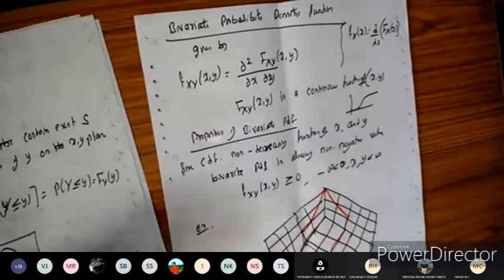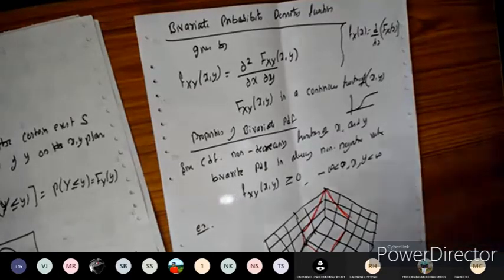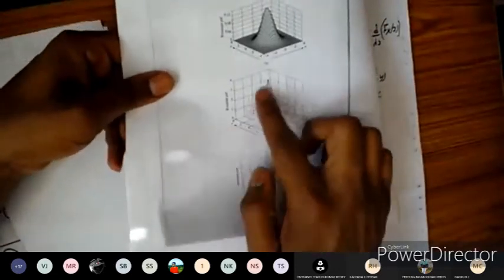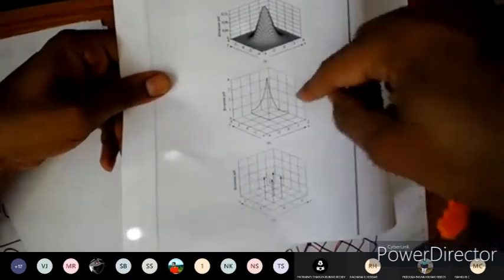Different examples are given in the textbook. I'm not a good painter, so I don't know how to draw, so I will show the example in the textbook. This is the bivariate CDF, and you can draw the three-dimensional graph accordingly. This is the bivariate PDF example, and you can plot it here.